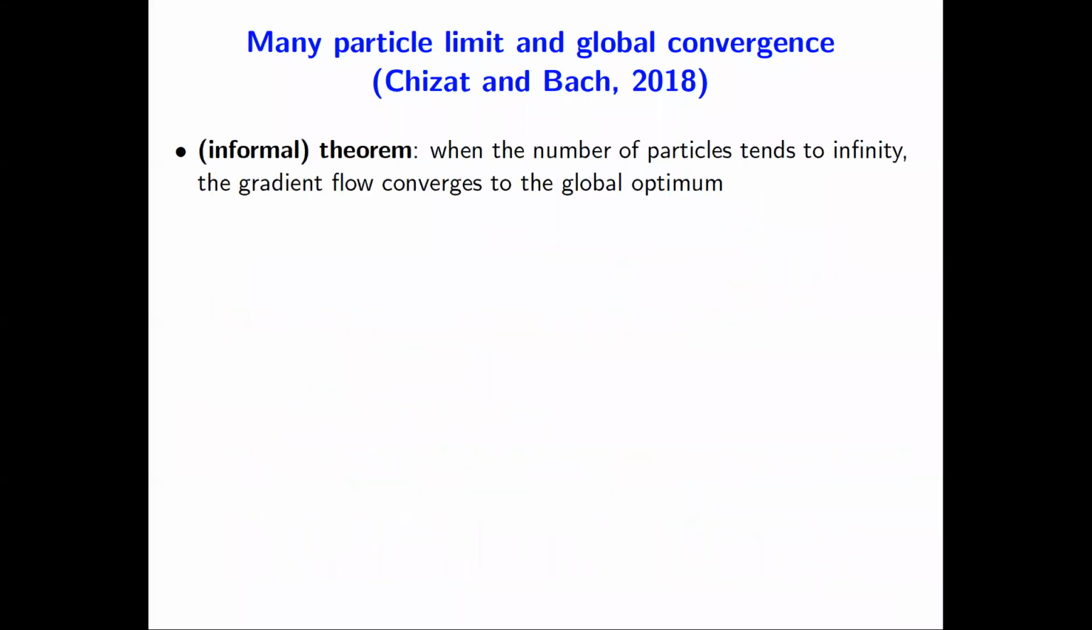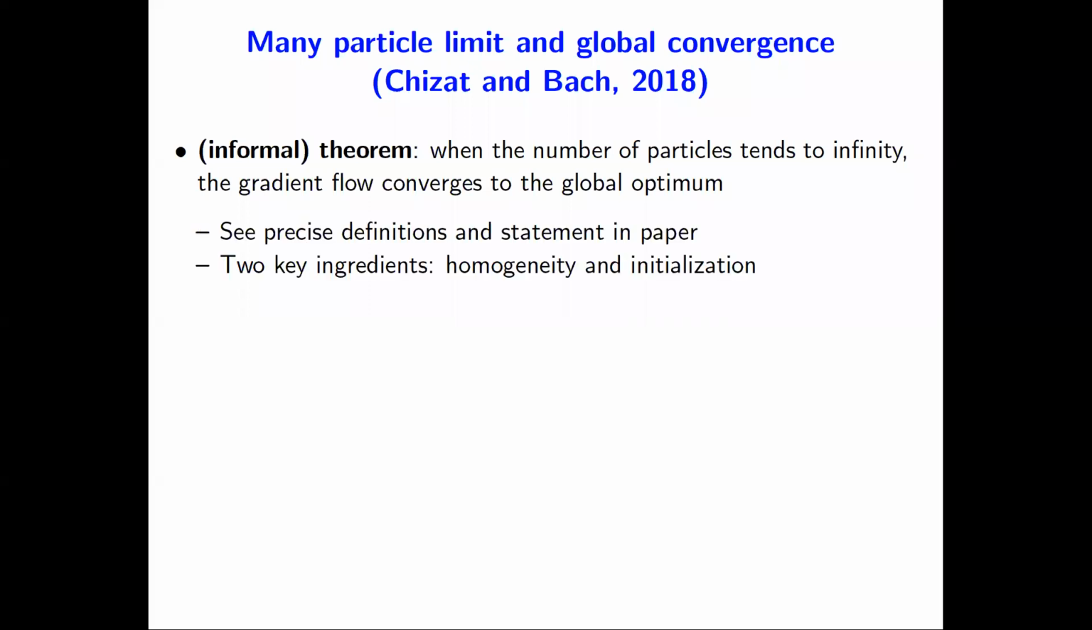Now, in terms of convergence, here I put only the informal theorem to make the slide easy, and you can look at all precise statements in the paper. What you can show is that the Wasserstein gradient flow does converge to the global optimum, if you have some assumptions which are met. You cannot expect any gradient flow to converge to the global optimum, so there have to be some assumptions. There are some technical assumptions, which I consider as weak, hidden in the paper. But the 2 main ones which I want to convey today are homogeneity and initialization.